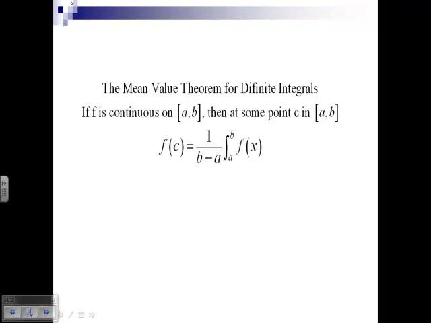Everyone okay with the mean value theorem? Now again, we just found that value c in the previous example. The value c was square root of 3, because the function at square root of 3 was equal to 1. The average value of the function on that interval was equal to 1. And this is true whenever f is continuous.